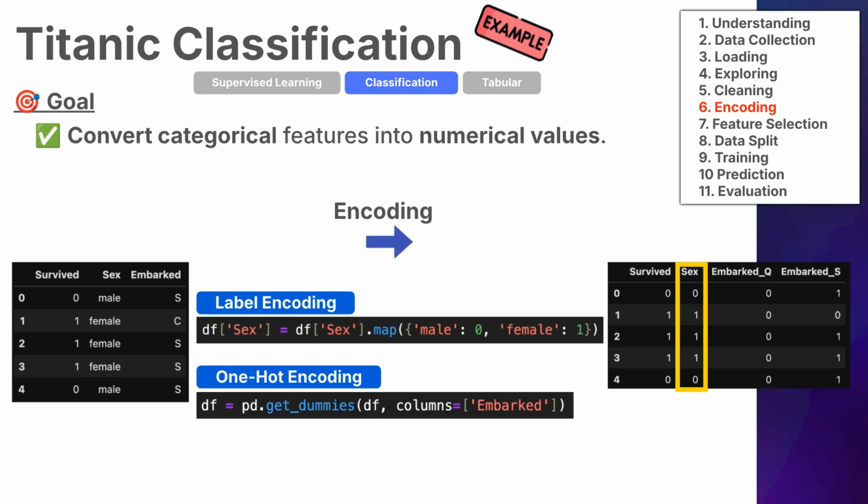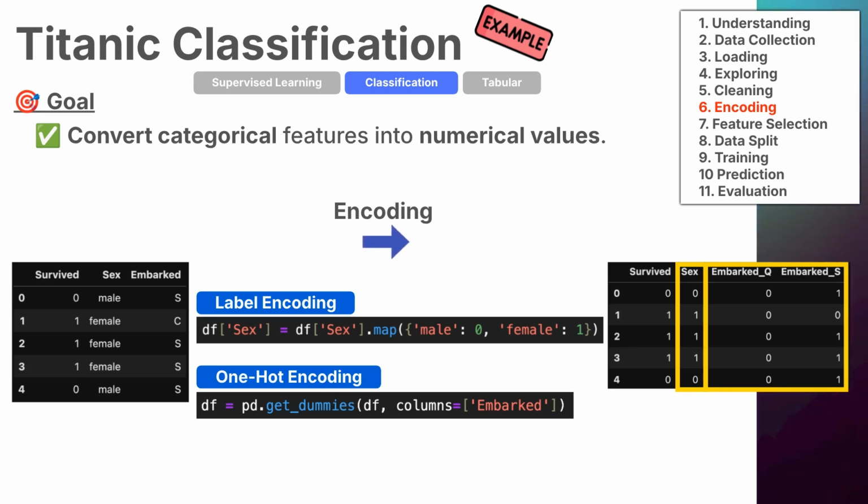Next, encoding the embarked column. The embarked column contains non-ordinal categorical values, S, C, Q, more than 2 categories. As we learned before, we can use one-hot encoding here, which creates separate binary columns for each category. This creates new binary columns, embarked Q and embarked S.